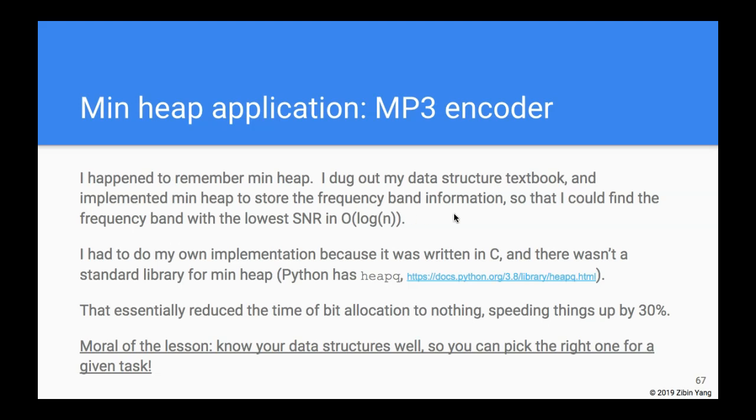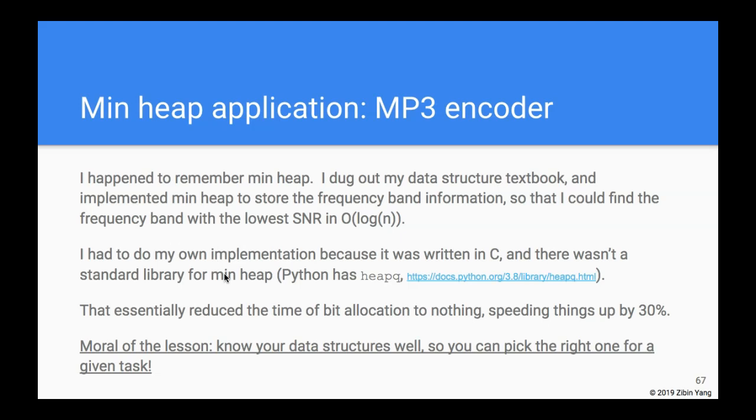The min heap we just studied allows me to find the frequency band with the lowest signal to noise ratio in O of log of n. At the time, I had to write my own implementation because the entire encoder was done in C, and there wasn't any sort of standard library in C for min heap.